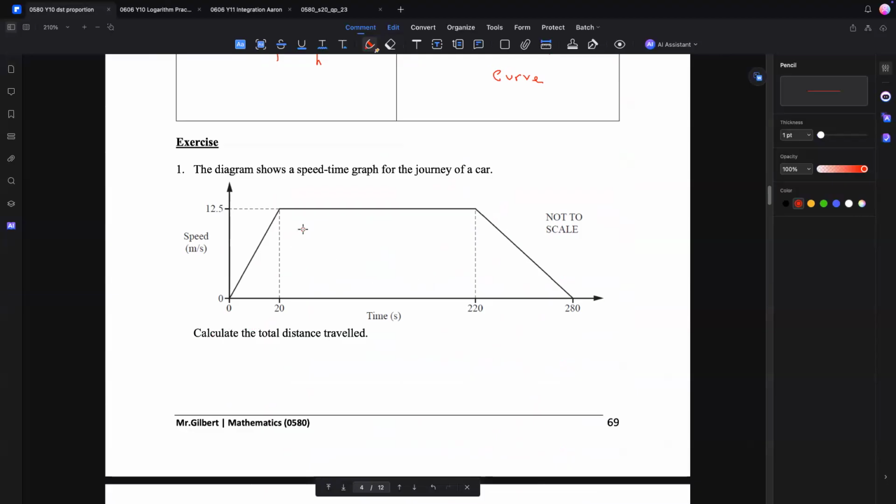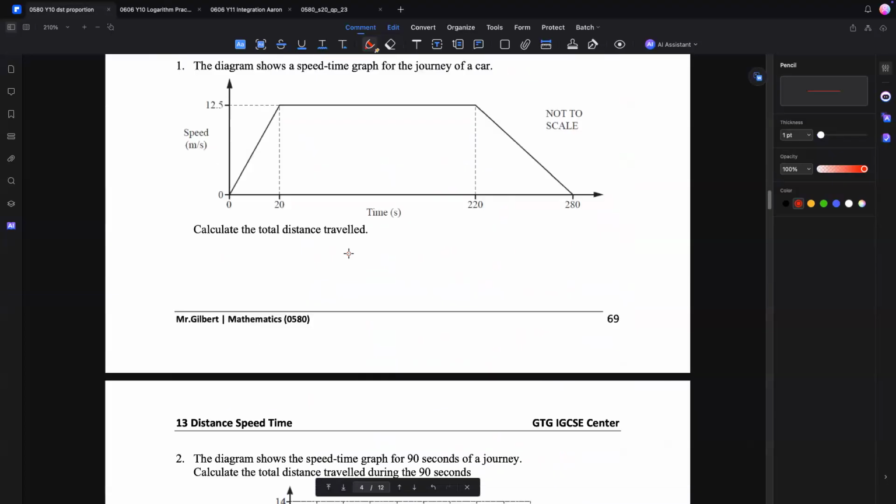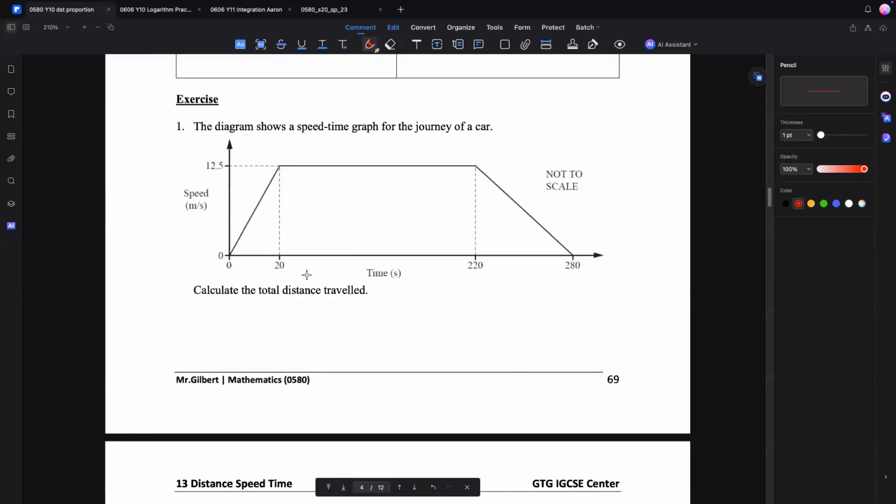So let's try to do the first exercise. They want you to calculate the total distance traveled. So total distance traveled is area under the curve. So you have 3 sections here, 1, 2, 3. So let's do one by one. For number 1, how are we going to find the area under the curve? 1/2 times 20 times 12.5.